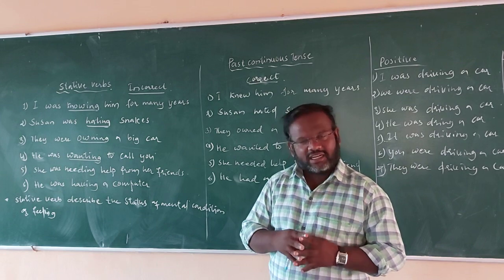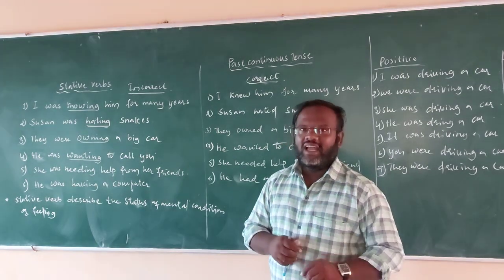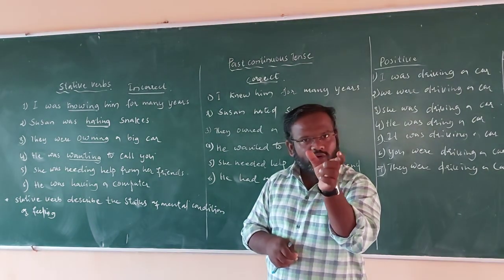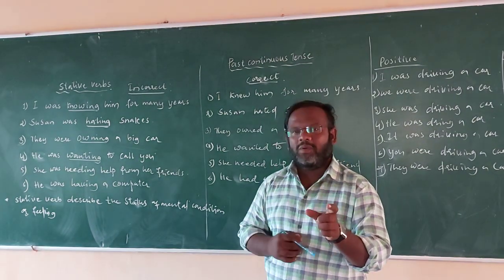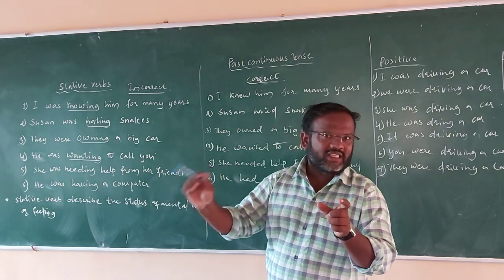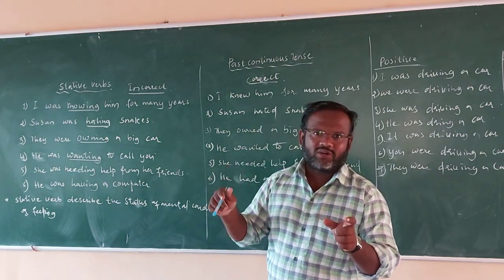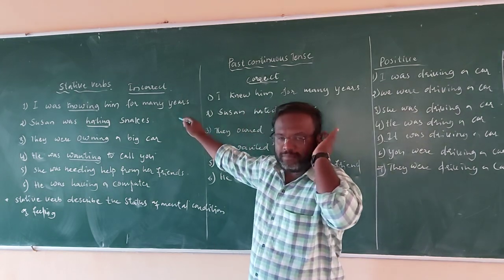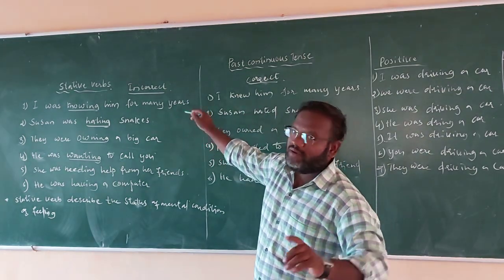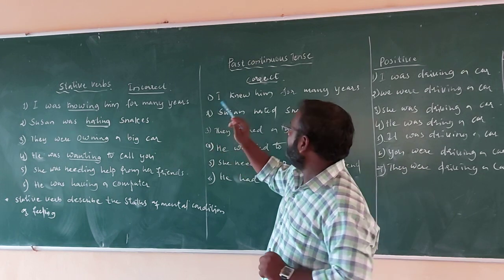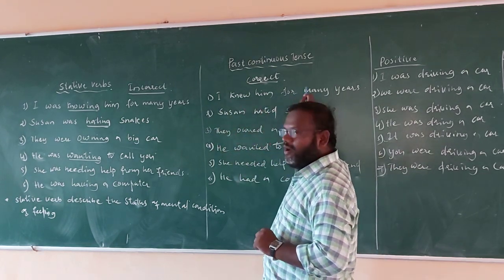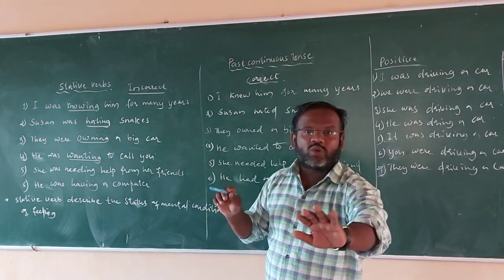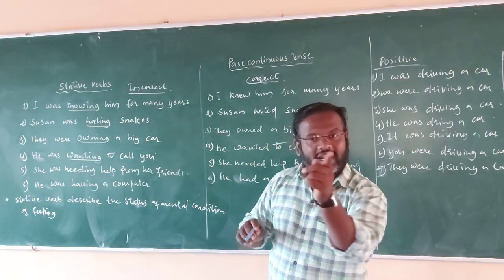Do you think it is a correct form of tense? Never. It's an absolutely wrong sentence, because know is a stative verb, and a stative verb we cannot use in the continuation of sentences. I was knowing him for many years is absolutely wrong. Then what should be the correct answer? The correct sentence is: I knew him for many years.